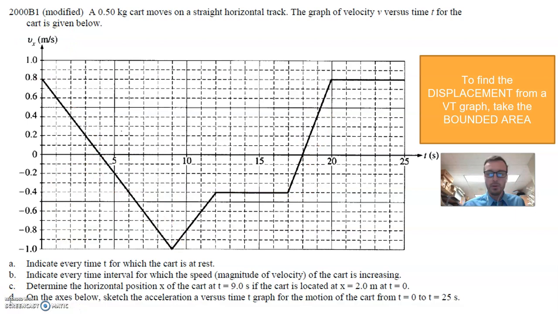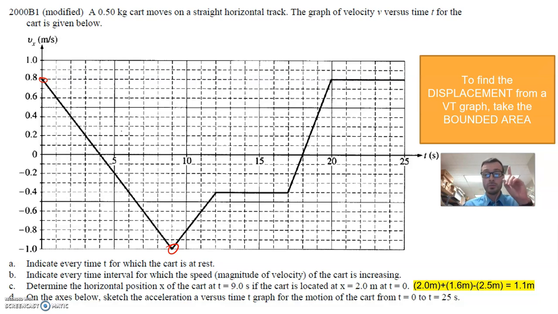So last one I want to do here for us today is part C. Determine the horizontal position of the cart at 9 seconds. So we have to go all the way to here. If the cart's located at x equals 2 meters at the initial position, because it doesn't show position on this graph, it had to tell us where we started. So how do you do that? This is a velocity graph, Mr. Simpkins. How am I supposed to figure out how far I went?